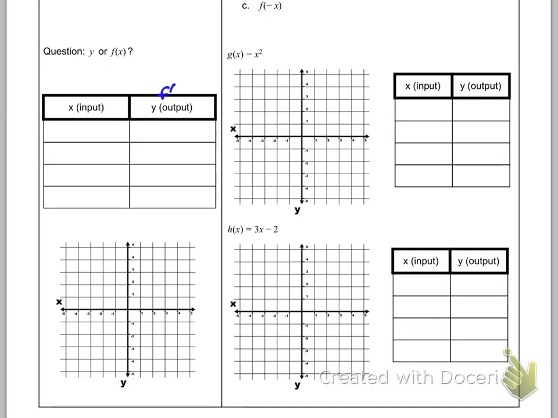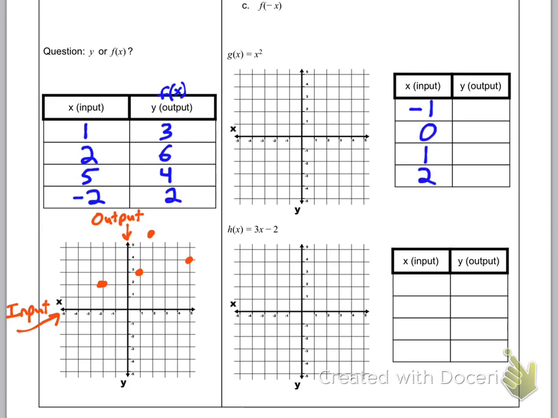All right, let me show you how to graph these functions. If I have the function g of x equals x squared, I'm going to make a list of possible inputs.